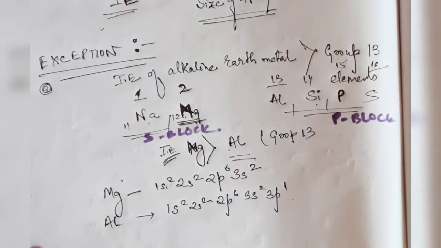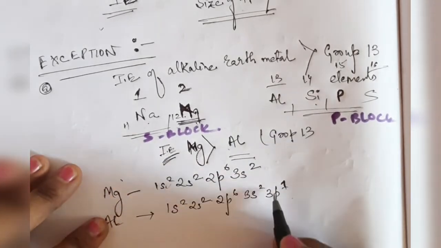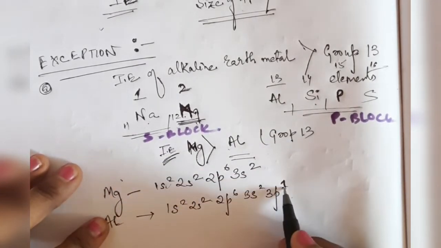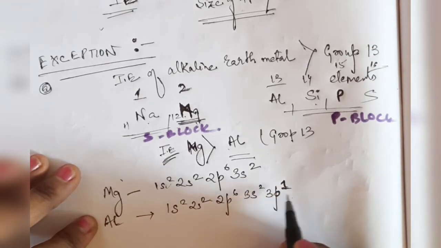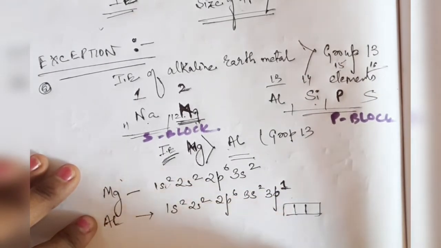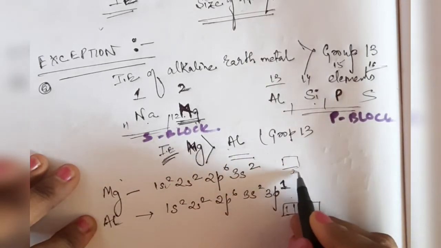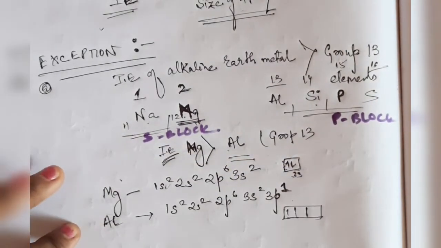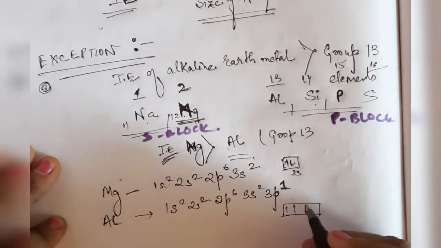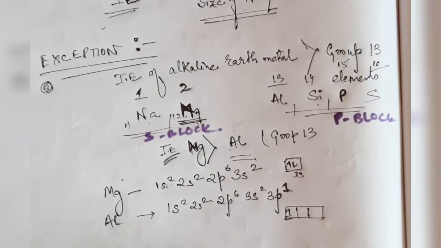In aluminium the outermost electron is in the p subshell, which is larger in size, and it is just one electron, as the p subshell can contain 6 electrons. Here in magnesium, the outermost electron is in 3s, and it is already filled. So it is very difficult to remove an electron from a filled orbital than from an unfilled orbital.